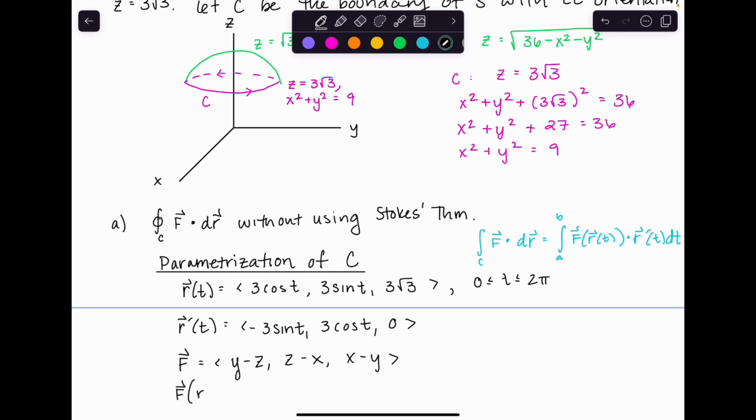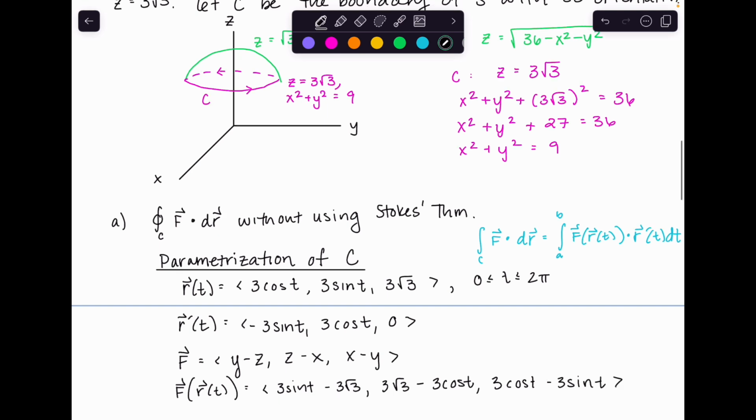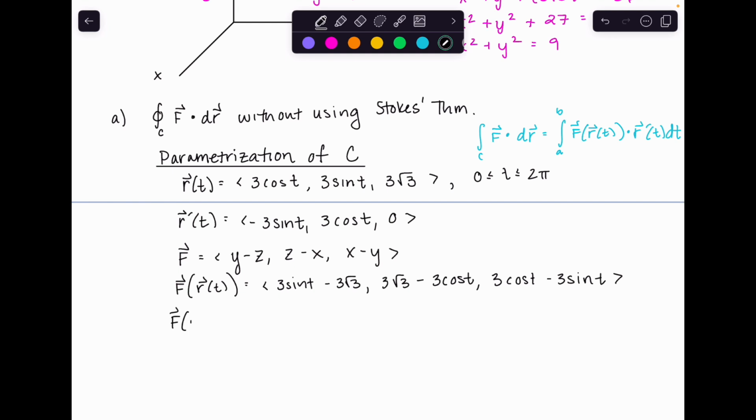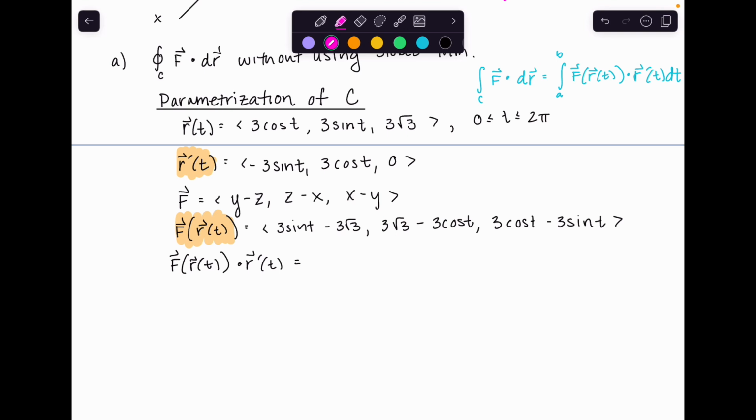So evaluating this along the curve, my y is 3 sine of t, my z is 3 root 3, then we've got 3 root 3 minus x, and then we've got x minus y. So I need to dot product this with r prime of t, and that's going to be what we integrate over. So I'm taking this piece and dot producting it with this piece. So going through the multiplication of those components, multiplying the first one will give us negative 9 sine squared of t, and then we'll get positive 9 root 3 sine of t.